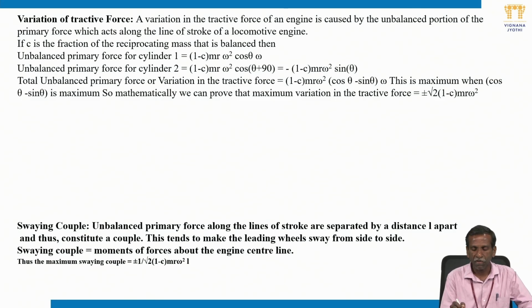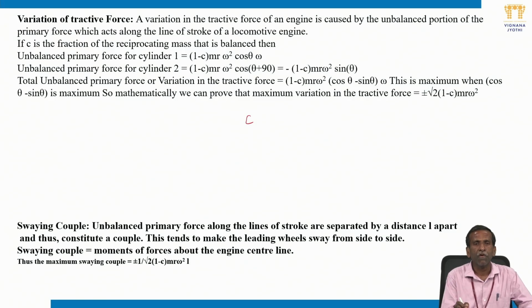Okay, anyhow. Now coming to the second one, variation of tractive force. You know that tractive force is the force of an engine caused by the unbalanced portion of the primary force, which acts along the line of the stroke of the locomotive engine. Let us consider c is the fraction of the mass which is going to be balanced out of M mass of reciprocating parts. Then there are two cylinders, as we have seen. These two cylinders' cranks are kept 90 degrees to each other.